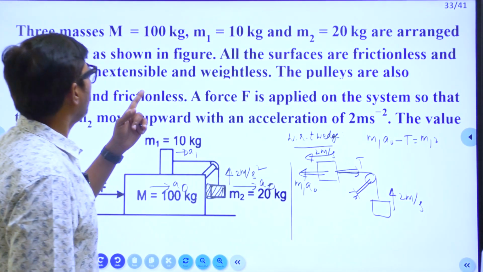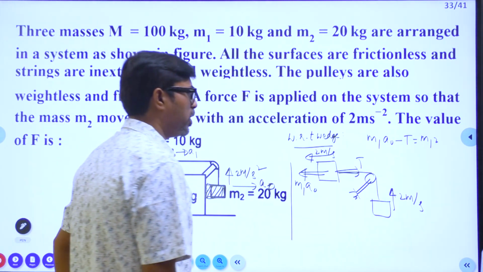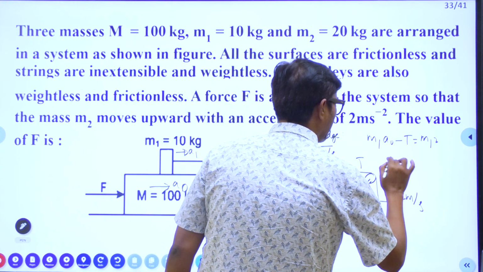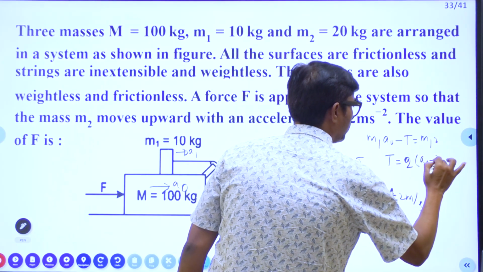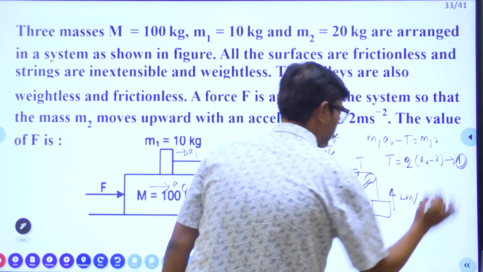Right, m1 they had given as how much? 10. 10 into 2 is 20. And you get one relation here. T equals how much? 2 into a0 minus 2. That is one equation. I got it.